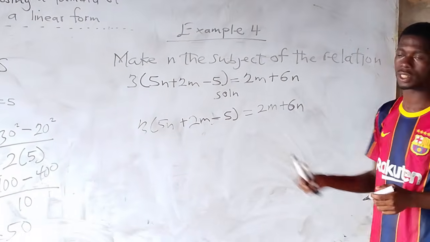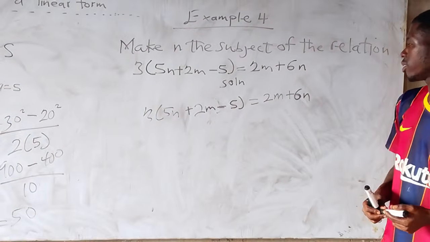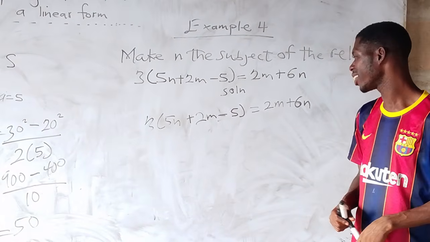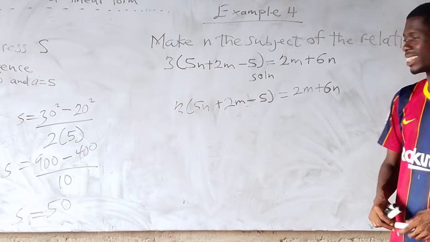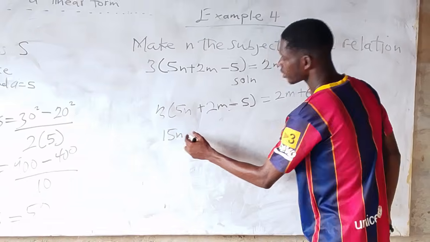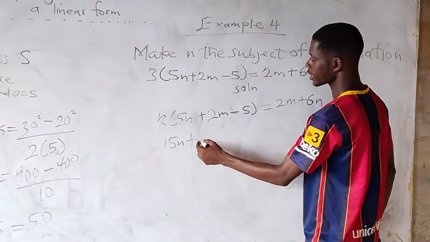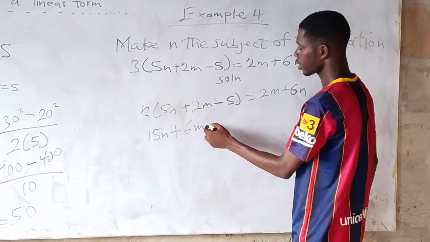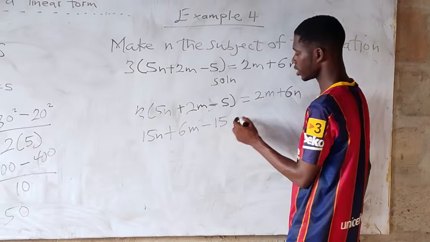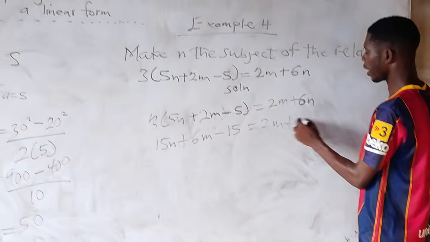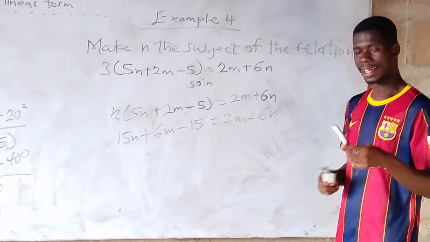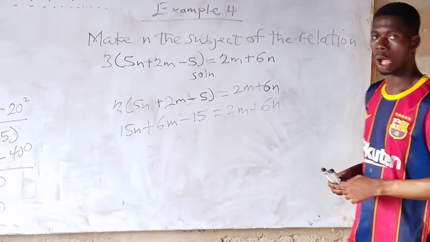About the question, we are making n the subject. What do you think would be the first thing to do? You suppose to expand the bracket, right? So 3 multiplying 5n becomes 15n, plus 3 multiplying 2 is 6, so 6. Then 3 multiplying 5 is 15, so you get negative 15, equal to 2n plus 6n. Now we have expanded the brackets.